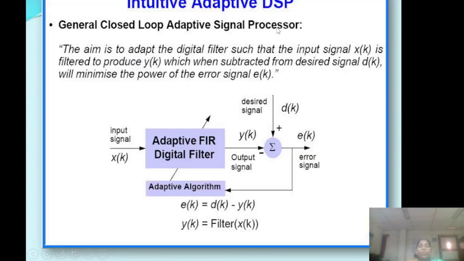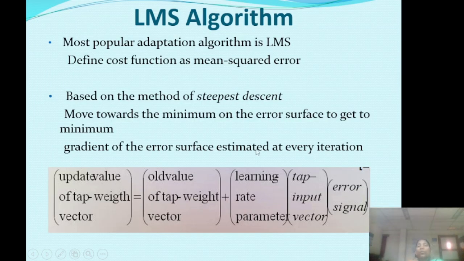In the next one, the adaptive filter can be implemented using an adaptive signal processor. The input signal goes to an adaptive FIR digital filter, which gives you the output called Y of k. This is given to a comparator, which compares the output signal with the desired signal and produces the error signal, denoted by E of k. The adaptation algorithm finds the difference between the desired signal and the actual output, and the filter is applied to the input signal to get the output signal called Y of k. As I said earlier, the LMS algorithm is an important one.